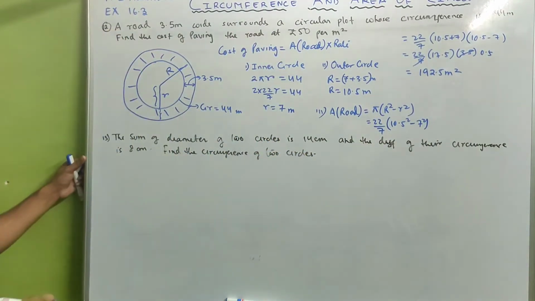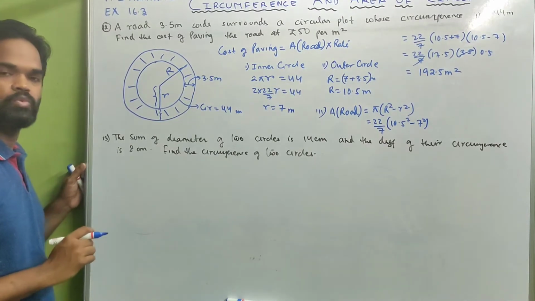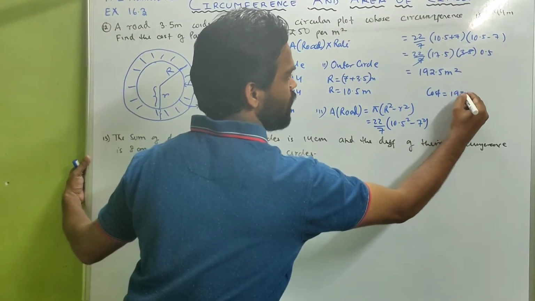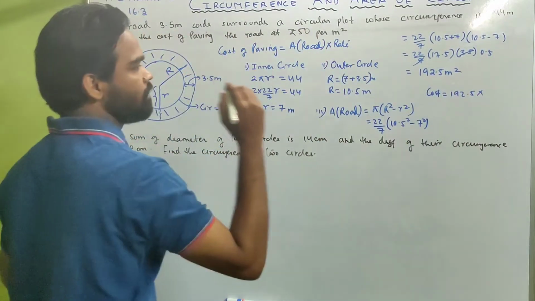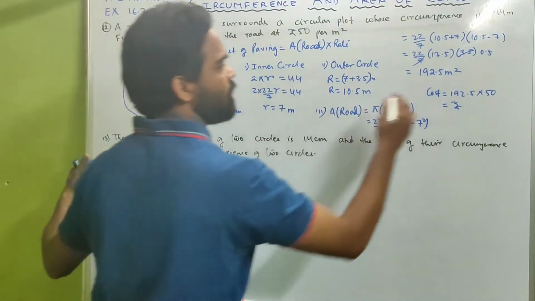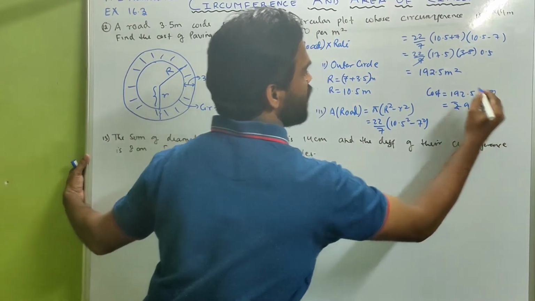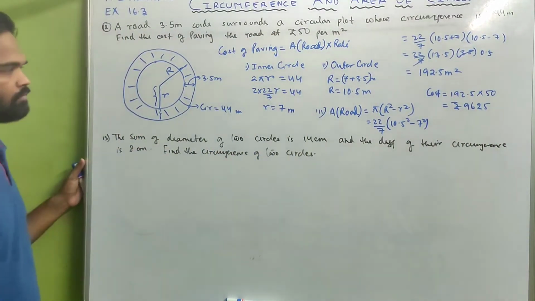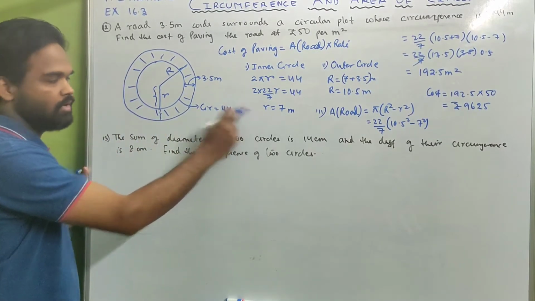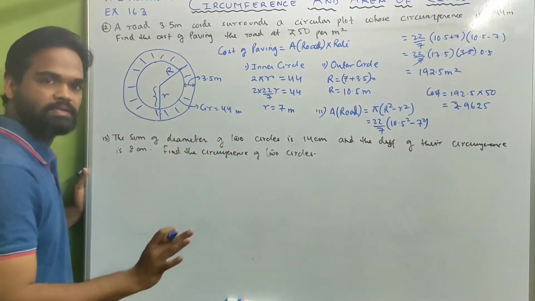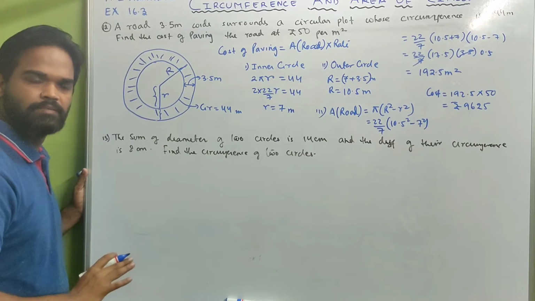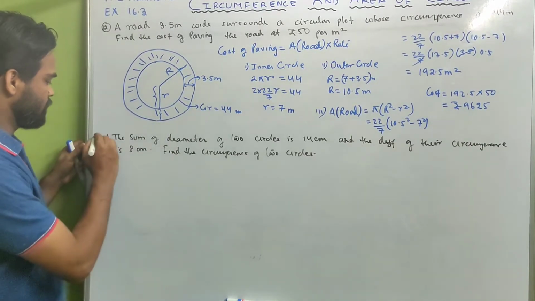So the area of the road is 192.5 meter square, which means the cost of paving will be area multiplied by the rate, which is rupees 50. So this comes as 9625. Done. Again, with the help of the circumference of the inner circle, we got the inner radius. With the help of the width, we got the outer radius. Then we got the area of the road and multiplied it with the rate. Done. Now this, number 30.